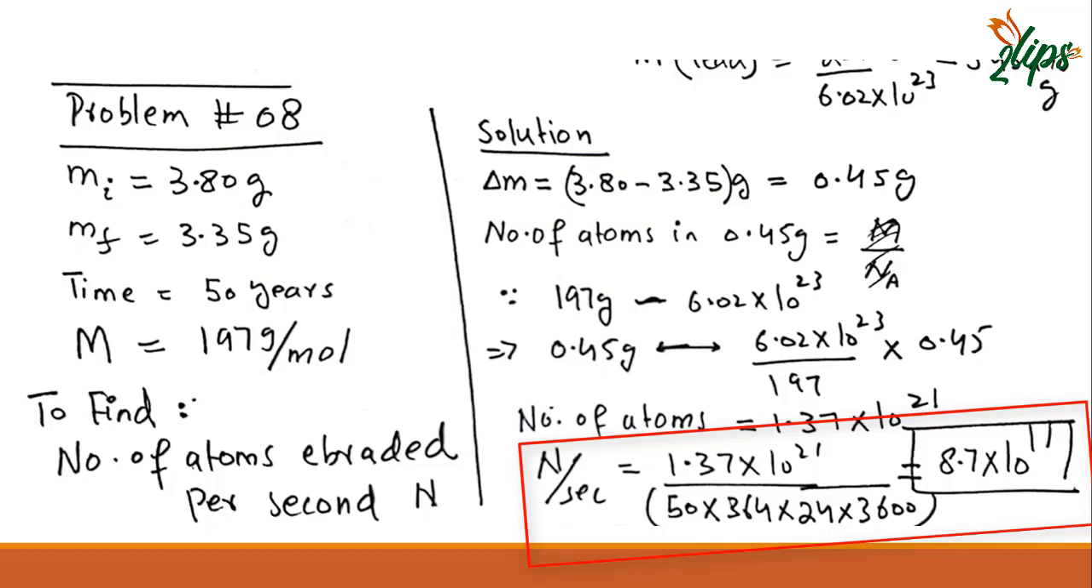So dividing these two terms, 1.37 times 10 raised to power 21 divided by this expression, will give us 8.7 times 10 raised to power 11. So it means that this is the number of atoms that were abraded, that decreased in each second.